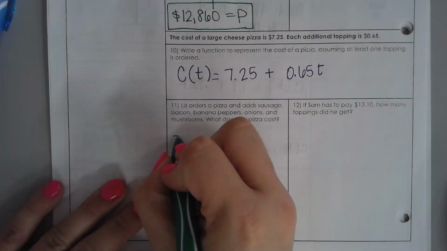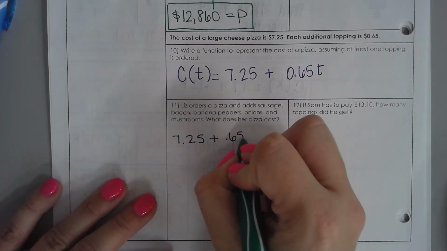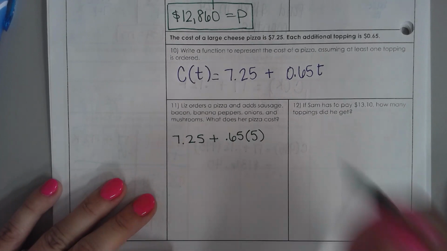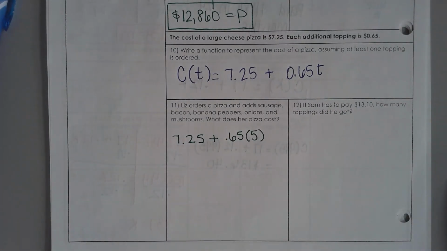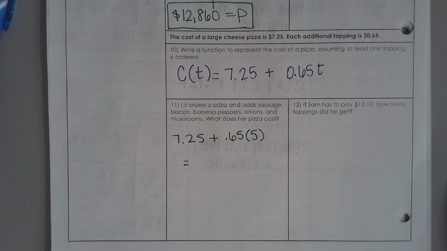So we have 7.25 plus 0.65 times 5. Make sure you put the 0.65, otherwise it's going to be a difference. That would be $332.25 for just that one pizza if you don't have it.